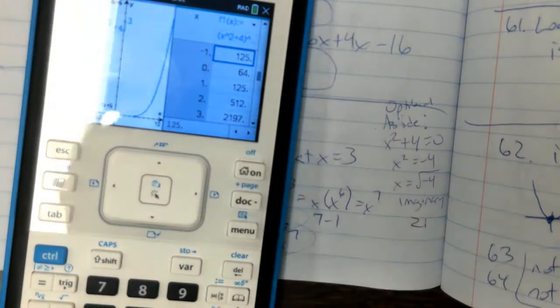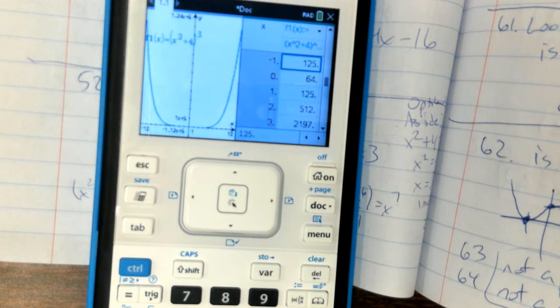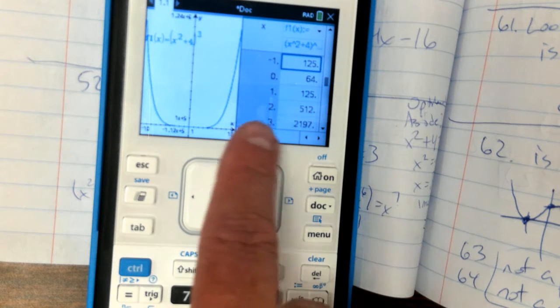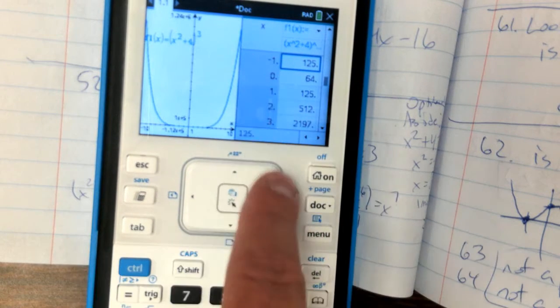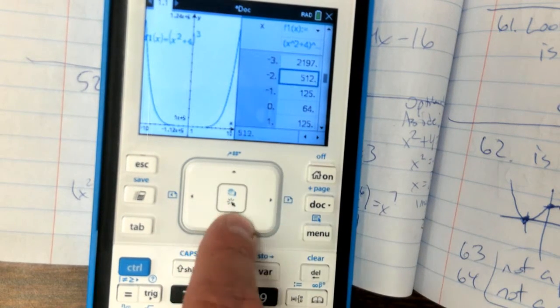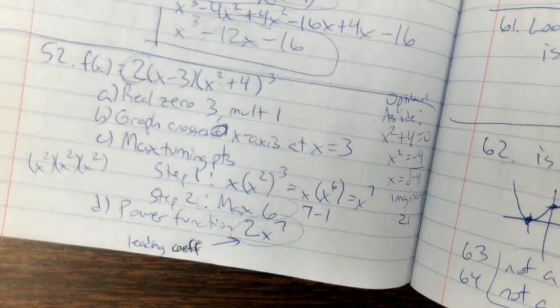Okay, so to me the best way to answer that is it doesn't really cross the x-axis, because at 0 it's 64, and then it's 125 on both sides, and then it'll be 512 on both sides, and so forth. Yeah, so to me that's the easiest way to explain it. Yeah, good question.